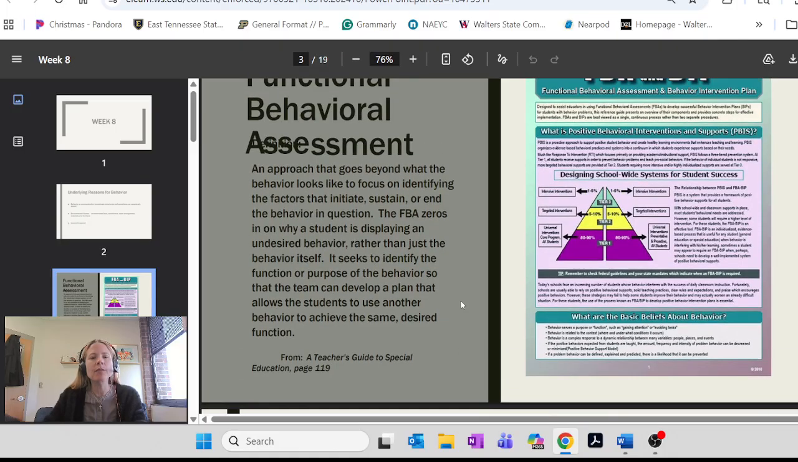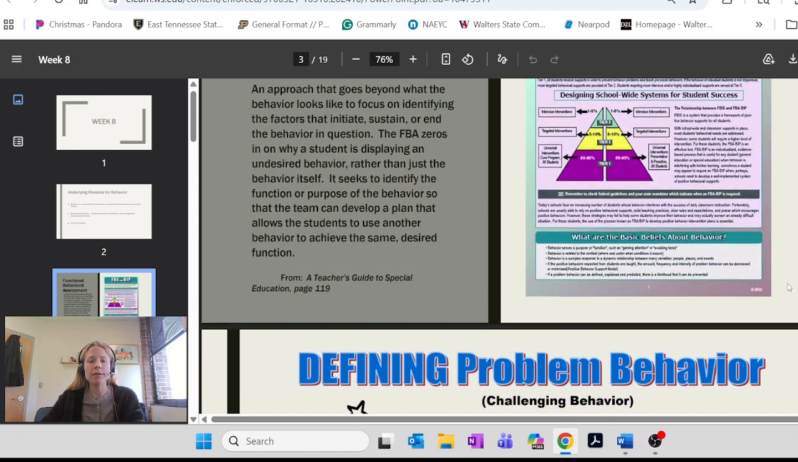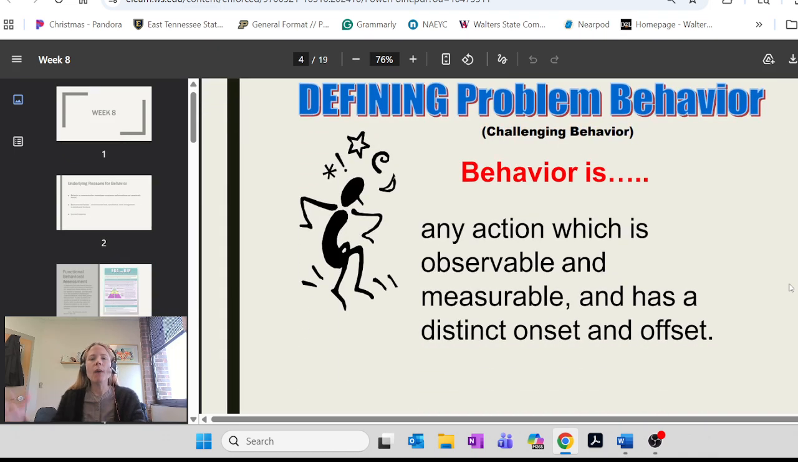So this really is an approach to go beyond just stating what the child is doing, but looking at what undesired behavior is being displayed and then what's the function or the reason behind that. That way you can go and do your behavior intervention plan. Okay. And there's ways that the book's going to talk you through it, but how you define behavior is very important. Okay. You can't just say little Johnny's being bad, right?